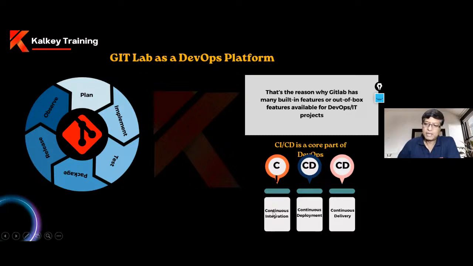So this continuous integration, this is continuous deployment and continuous delivery. CI/CD is a core part of DevOps. It is very, very true. Without CI/CD pipelines, basically you will not be able to integrate or deliver and deploy. So knowing a CI/CD pipeline is of the utmost importance.